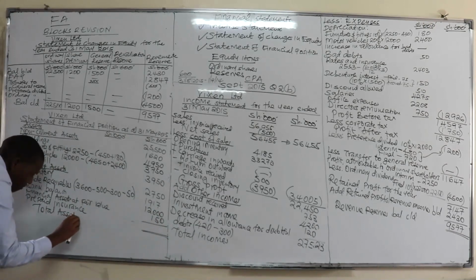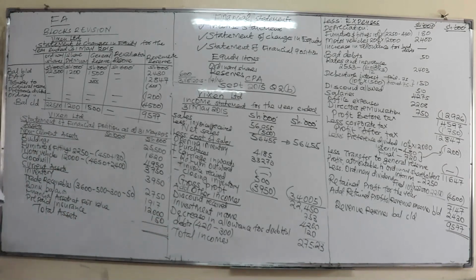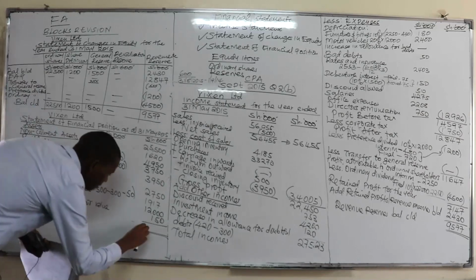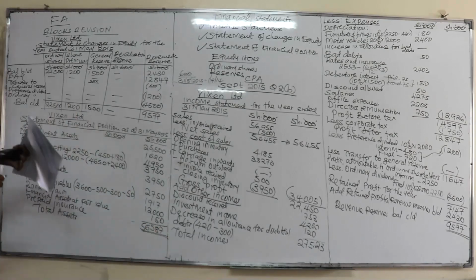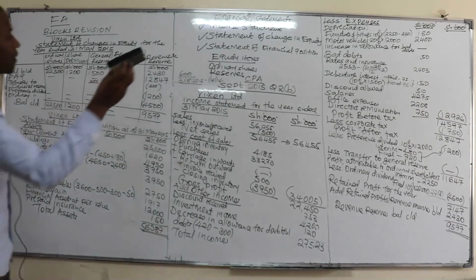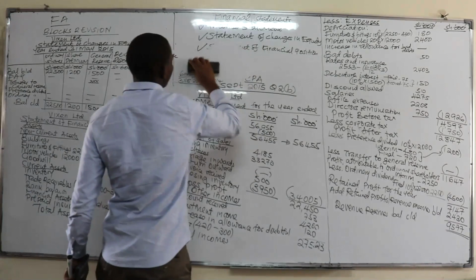Total assets. So what will be the total assets? 25,500 plus 1,620 plus 4,950 plus 3,750 plus 3,950 plus 2,750 plus 1,917 plus 12,000 plus 150, which in this case is 56,587. Now, we can also prepare the statement of financial position.